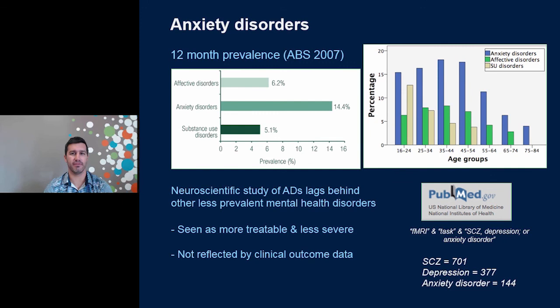But I don't think this is reflected if we look at the clinical outcome data, where recurrent illness would certainly be the rule, rather than the exception. So a lot more work needs to be done in this space. I did a little literature search just to highlight this. This is through PubMed, where I put in terms like fMRI, brain imaging, tasks, schizophrenia, depression, or anxiety. What comes back is about 700 experimental studies for schizophrenia, about half that for depression and about half that again for anxiety. So definitely an understudied area.